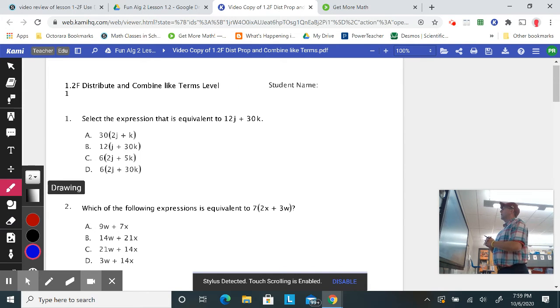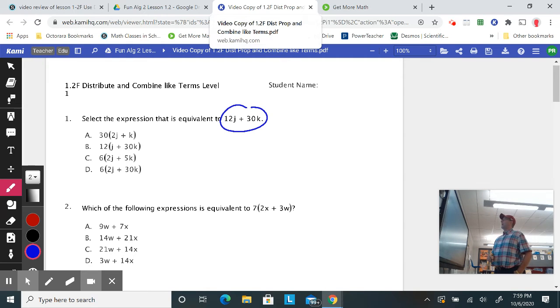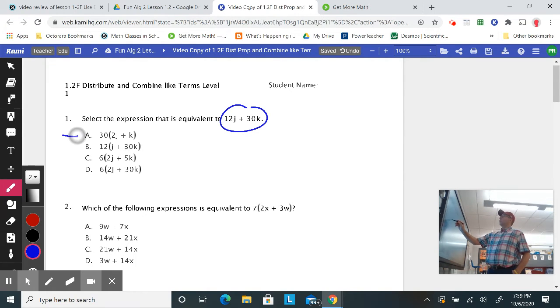All right, number one, 12j plus 30k. Got to look at each of the choices, so be careful when you have multiple choice. That's when you run into penalties. Now, penalties aren't bad. I mean, you can make mistakes. You just got to fix them. Then you got to get another one right. So you really want to take your time and get them right the first time as much as you can.